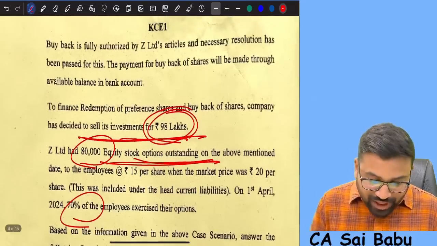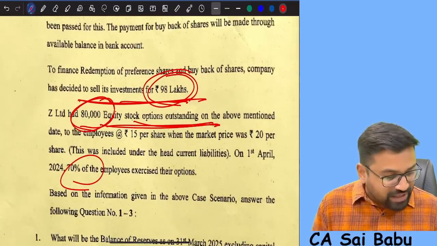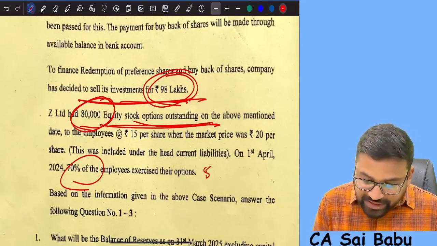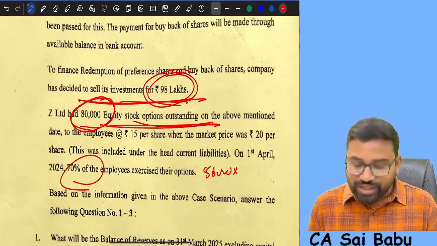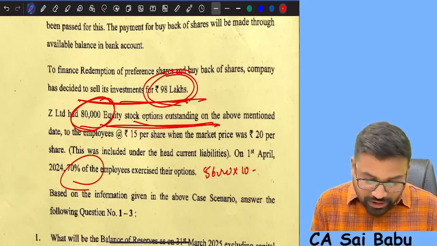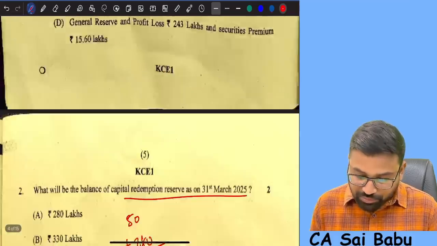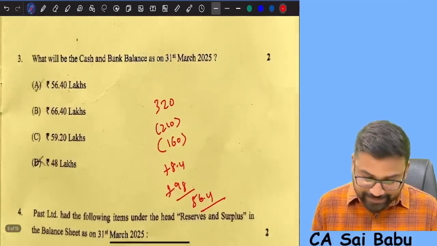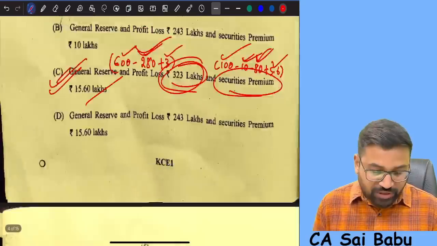Plus, here we have issued 80,000 ESOPs to the employees. Out of 80,000, 70% they have utilized. Exercise 56,000 into the amount which will go to securities premium here is 10. So 5,60,000 will be added to securities premium. So therefore 5.6. So 100 minus 90 plus 5.6, 15.6.